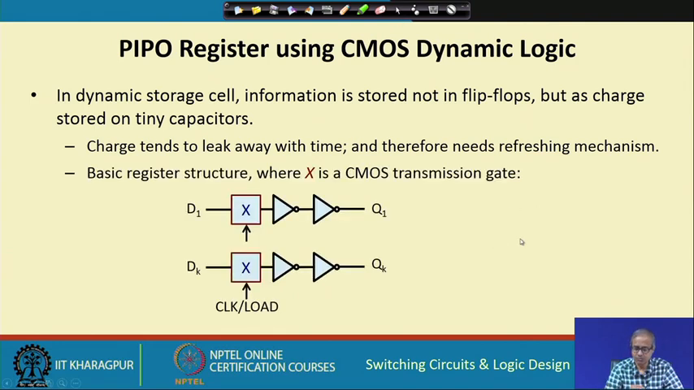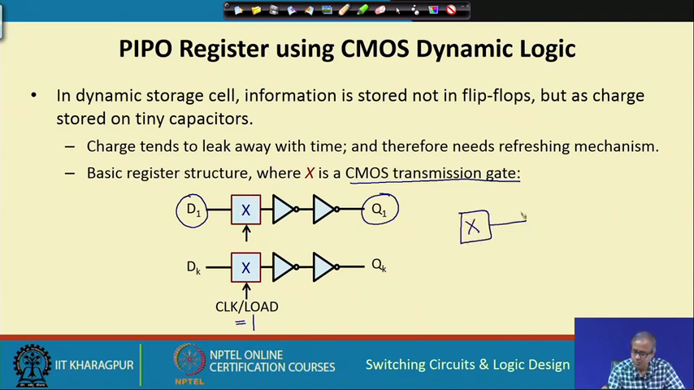So, let us see how we can implement a simple register using dynamic logic. This is a register where each of these rows represents one flip flop or the equivalent of one flip flop. You see my data input is coming here, my final storage output is coming there. This X is a CMOS transmission gate. When clock or load I am setting to 1, this gate is open, and you see after this X there are two inverters connected one after the other.